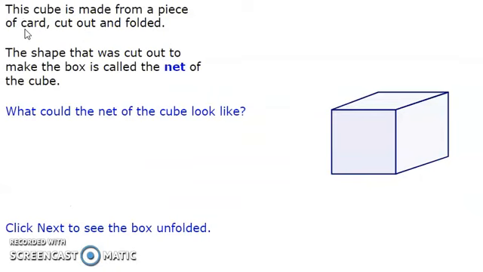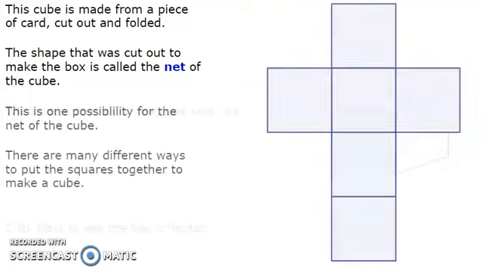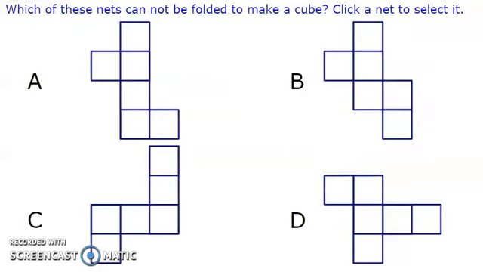This cube is made from a piece of card cut out and folded. The shape that was cut out to make the box is called the net of the cube. What could be the net of the cube like this? So let us see how the net of a cube looks. You will notice there are 6 faces, 1, 2, 3, 4, 5 and 6. Some of these nets cannot be folded to make a cube. So here you have to tell, if you are folding them, which of them cannot become a cube.